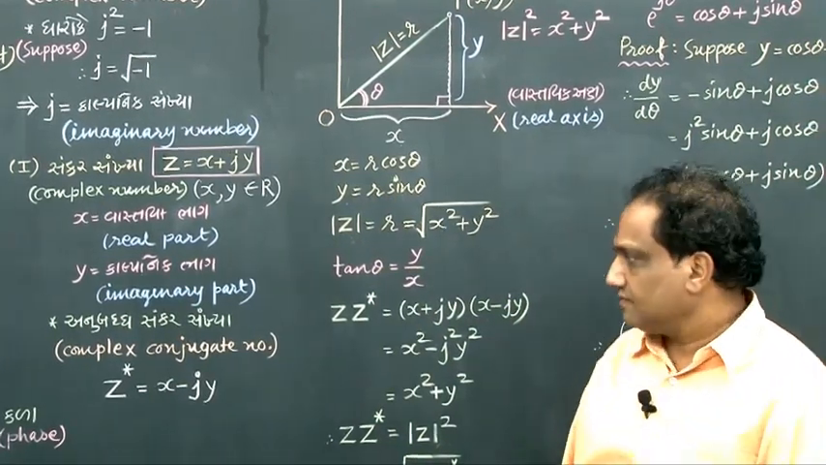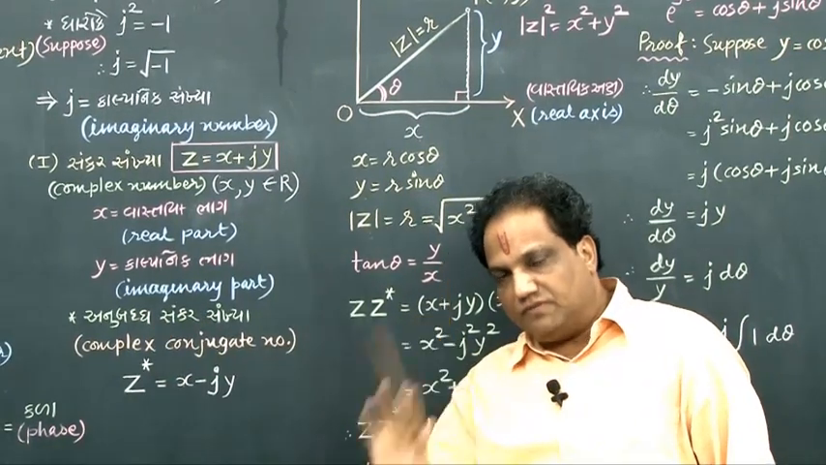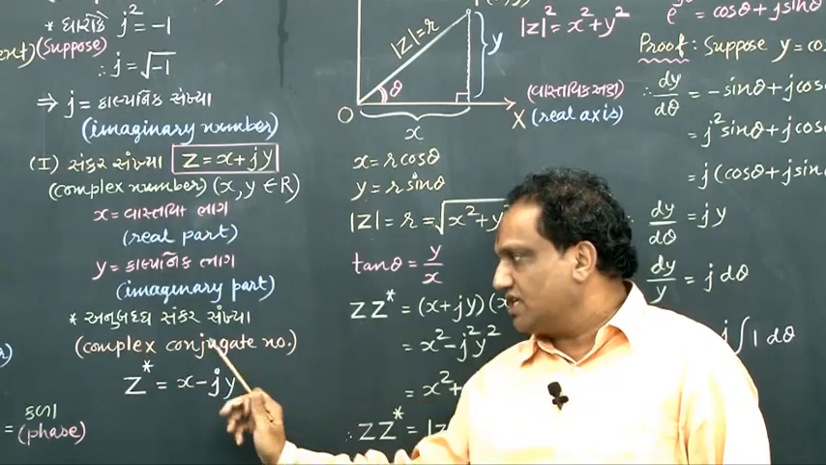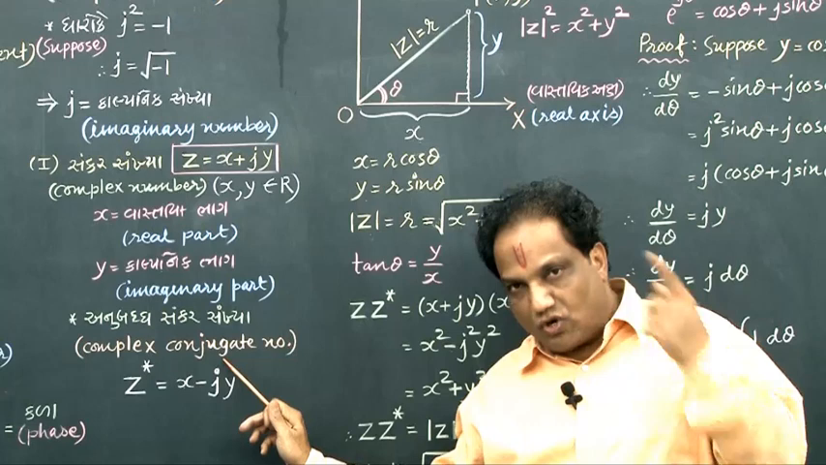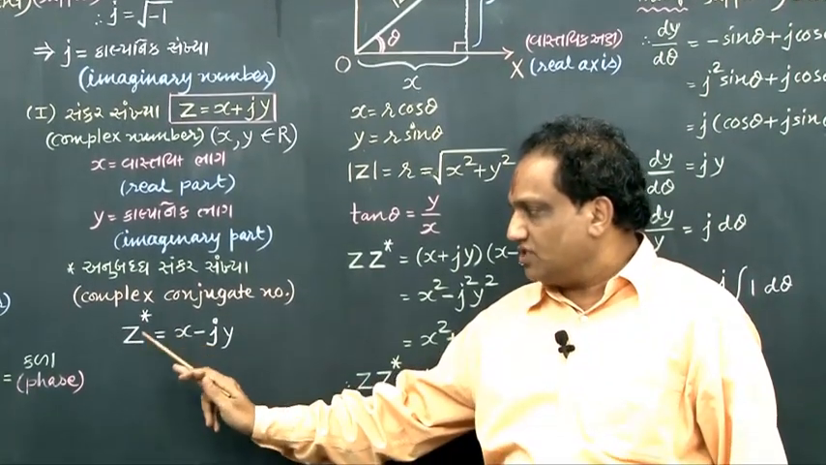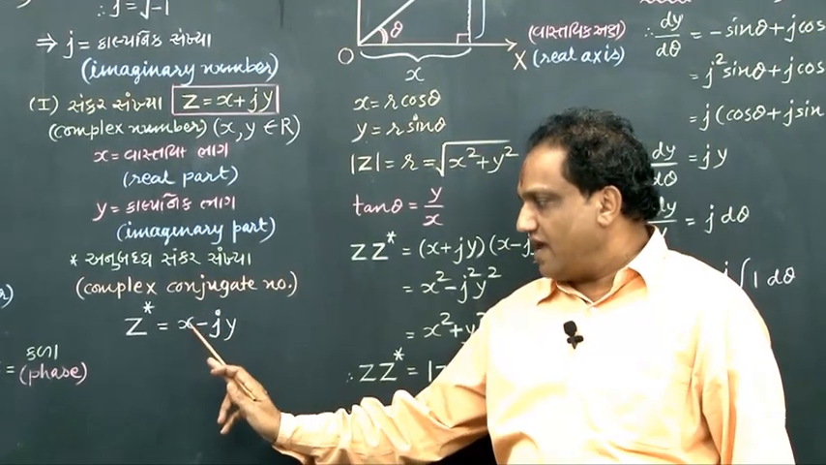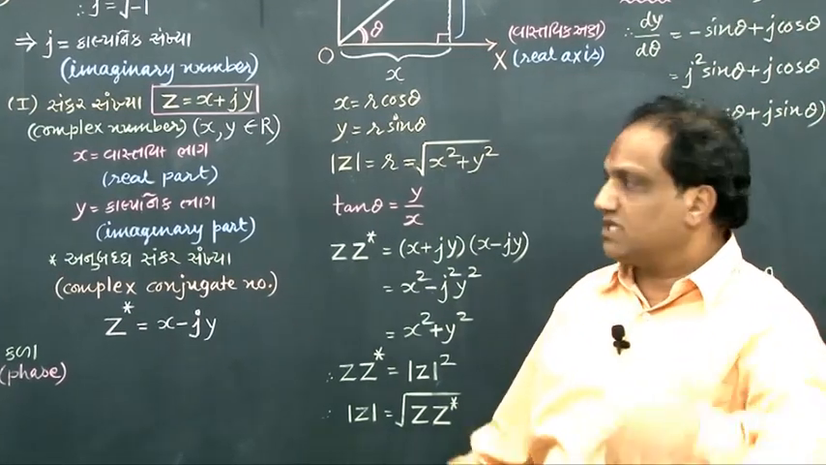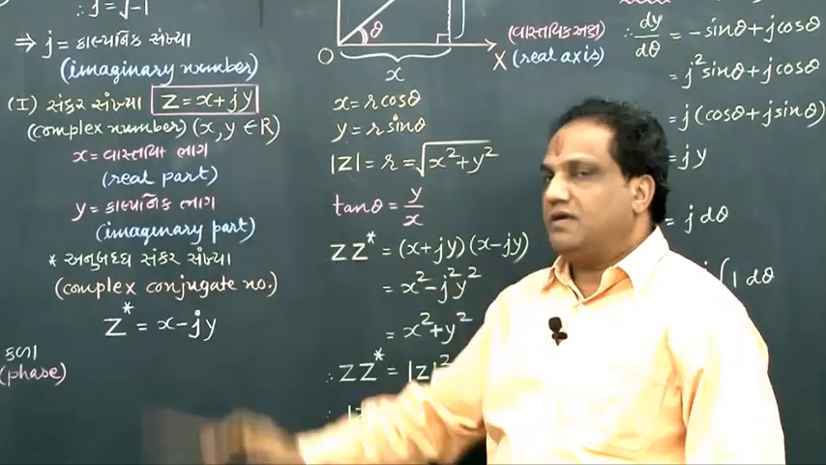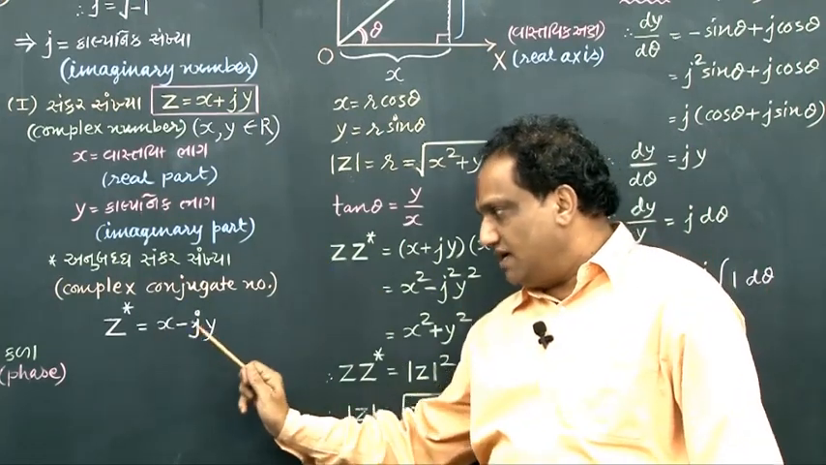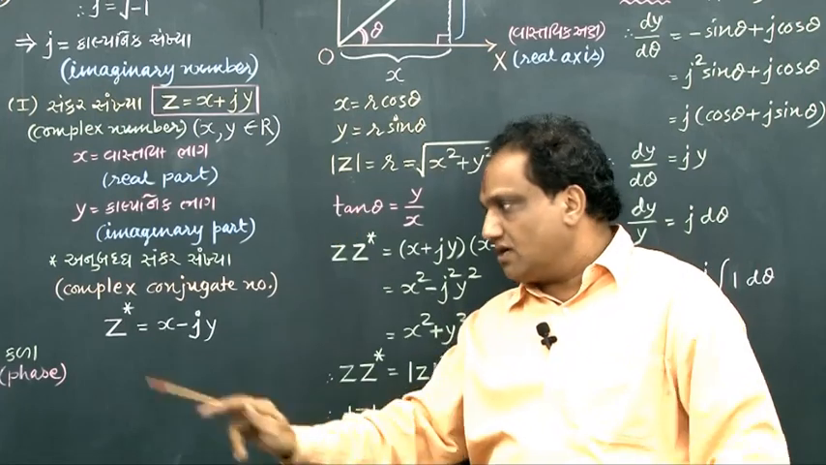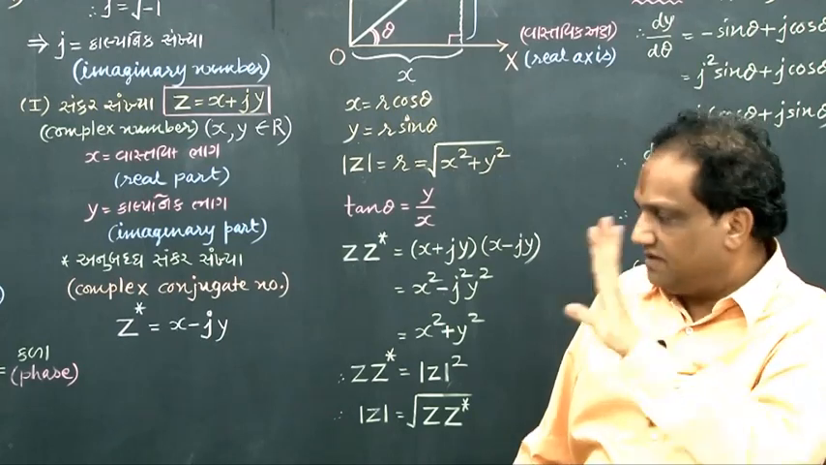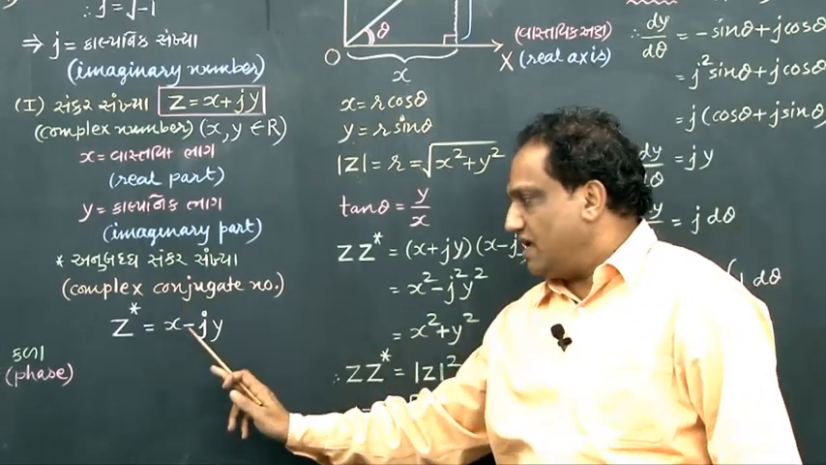Got it? Fine. Now for every complex number, we have defined some definite another complex number, which is called its complex conjugate. It is shown by the symbol z star, and it is defined this way: x minus jy. For every given complex number z equals x plus jy, the complex number x minus jy is said to be its complex conjugate. Z star equals x minus jy.